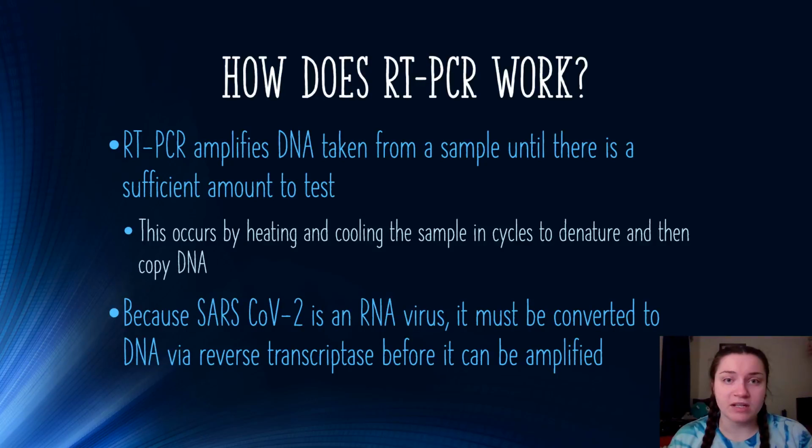When this happens, the DNA is denatured and separates into single strands. Then Taq polymerase is used to synthesize two new double-stranded copies of the DNA using the original as a template. If a sufficient amount of viral RNA is present in a sample, it will be amplified and detected, and the test will be positive. If no viral RNA is present, the test will be negative.